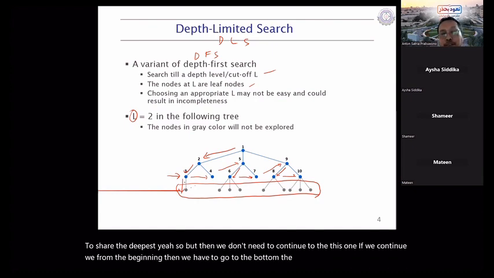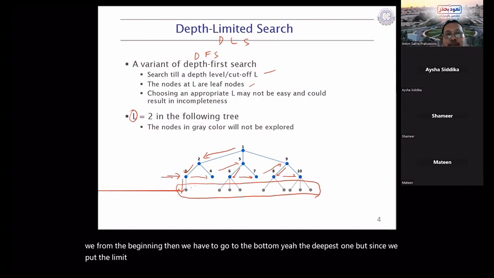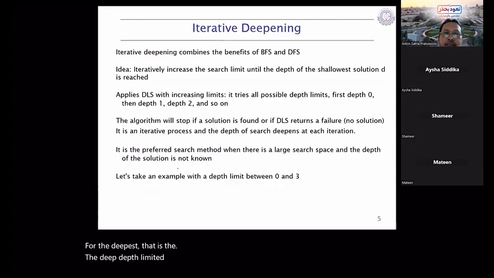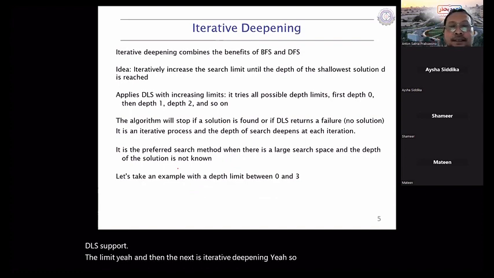But since we put the limit, we just go until the second level, 1, 2, for the deepest. That is depth limited search, DLS. So we put the limit. And then the next is iterative deepening. Iterative deepening combines the benefit of BFS and DFS.